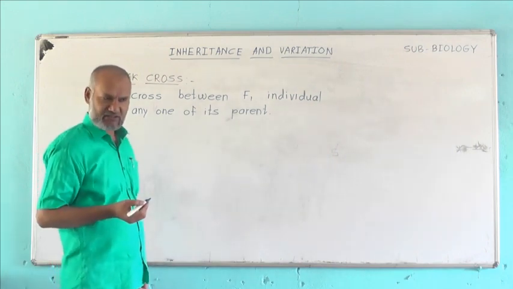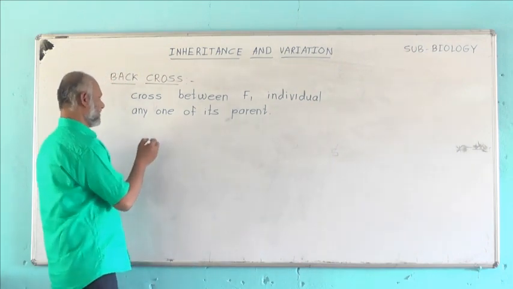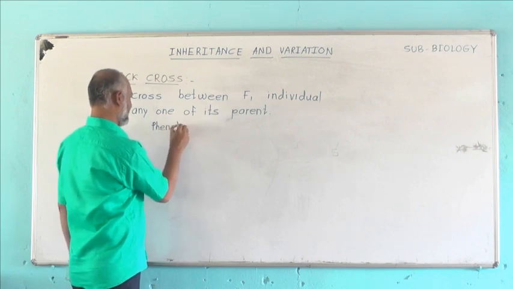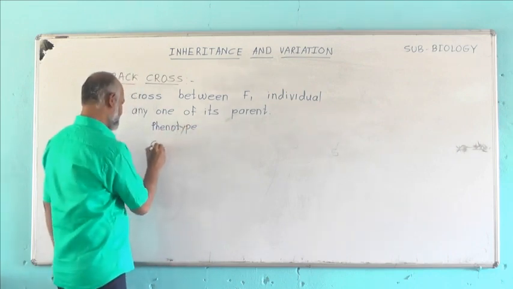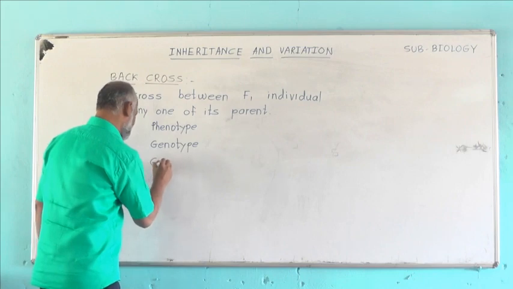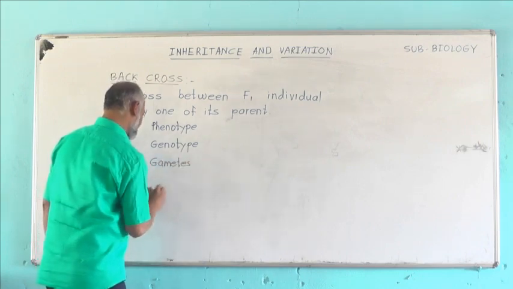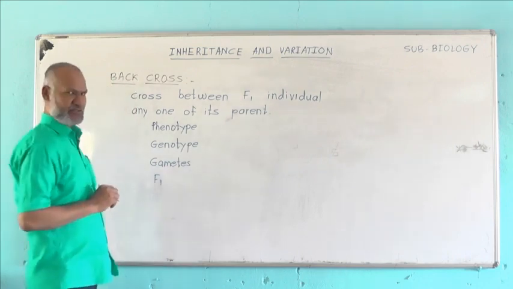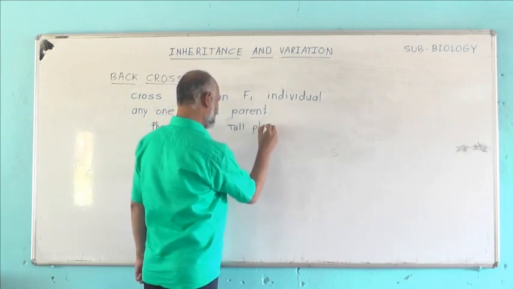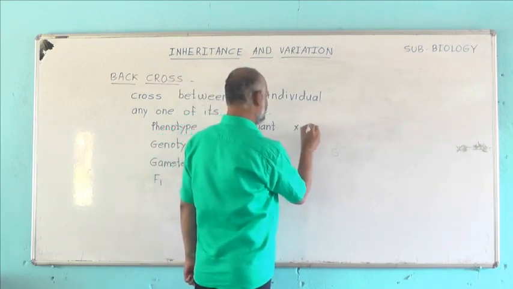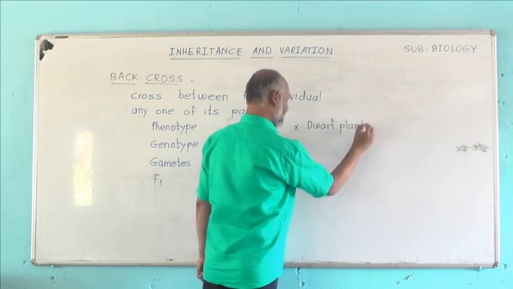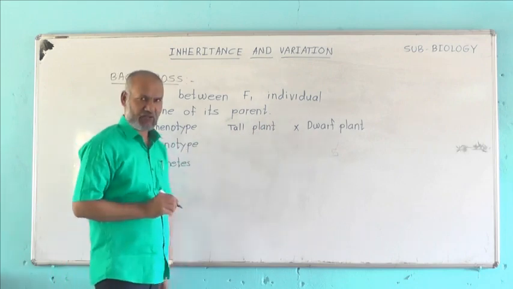Suppose the first cross, that is the cross carried out by Mendel, the monohybrid cross. In monohybrid cross, we have studied the phenotype, then its genotype, then gametes, and F1 generation. Phenotype is tall plant crossed with dwarf plant.